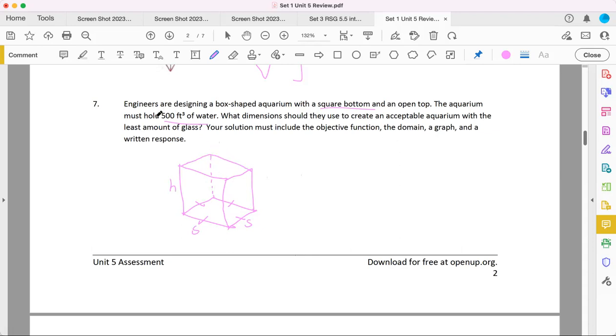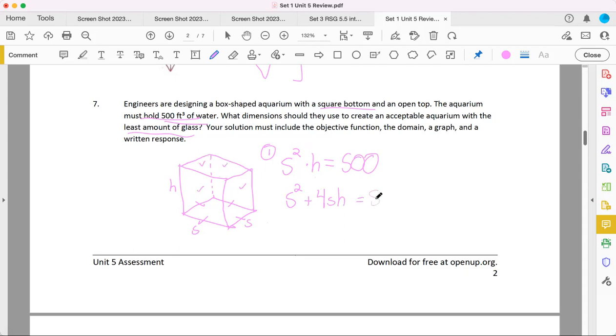So they kick you the volume, which is helpful, because that's going to be the base S squared times H, claiming it's 500. So far we've got one equation. And to do the least amount of glass, it's probably going to deal with surface area. So you can make a surface area equation. That's going to be S squared plus 4 versions of S times H, because you need to account for this side, that.